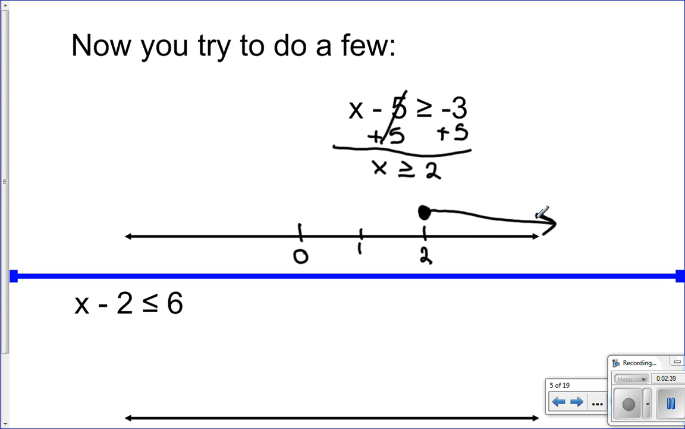For example, 3. 3 is greater than 2. And 3 would work in this inequality because 3 minus 5 is greater than negative 3. Because 3 minus 5 is negative 2, and negative 2 is greater than negative 3.